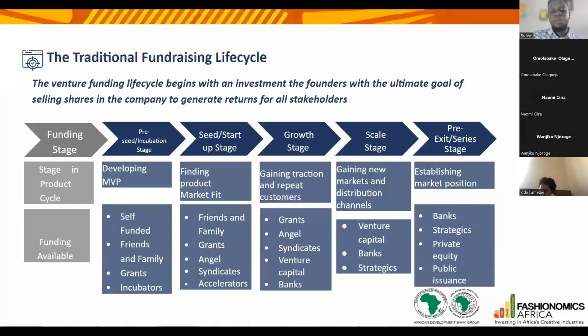Then at that point in time, you might see grants that would be suitable for you, and then you might have incubators and accelerators that would be a right fit for you.